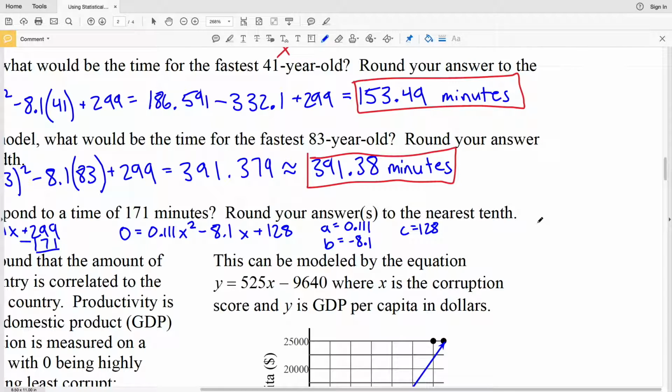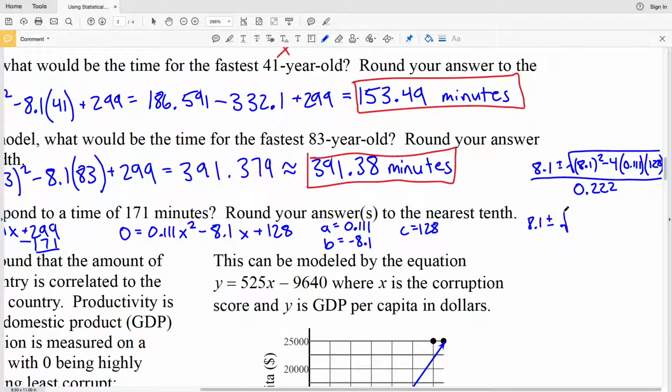So let's plug those into our quadratic formula. We'll have the opposite of B, which is 8.1, plus or minus the square root of B squared, which is 8.1 squared, minus 4 times A, which is 0.111, times C, which is 128, all over 2 times A, which will be 0.222. So I'll have 8.1 plus or minus 8.1 squared is 65.61, and when I subtract 4 times 0.111 times 128, I'll get a positive 8.778.